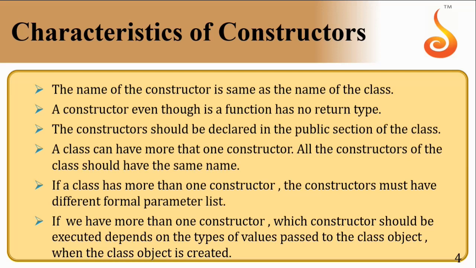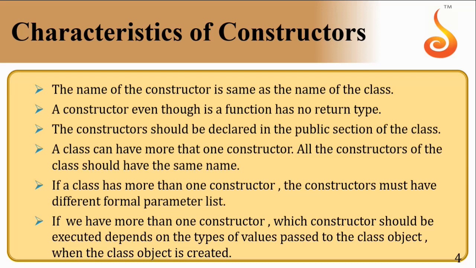It is a special member function of the class which has the same name as the class name. A constructor, even though it is a function, does not have any return type. Otherwise, whenever I write a function, it is compulsory that the function should have a return type. If the function does not return a value, I specify it as void. Whereas if I don't specify anything, it takes it as int, right?